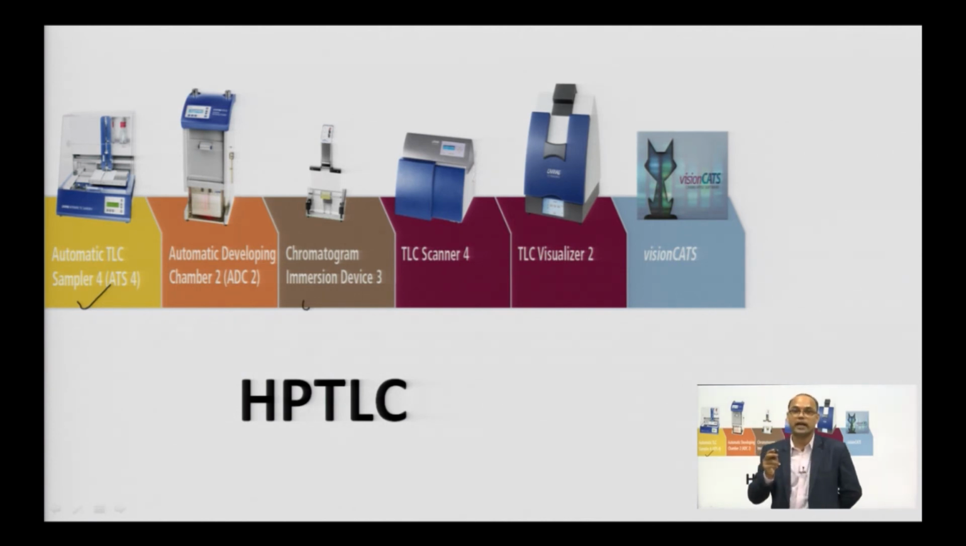Here we have no mechanism of spraying the reagent over the plate. Here we immerse the plate in the derivatizing reagent. Here is the TLC scanner. This scanner is used for visualizing the spots under high wavelength or low wavelength ultraviolet radiation, and this is the visualizer. It carries out all the calculations of your differentiated spots on the TLC chromatogram.